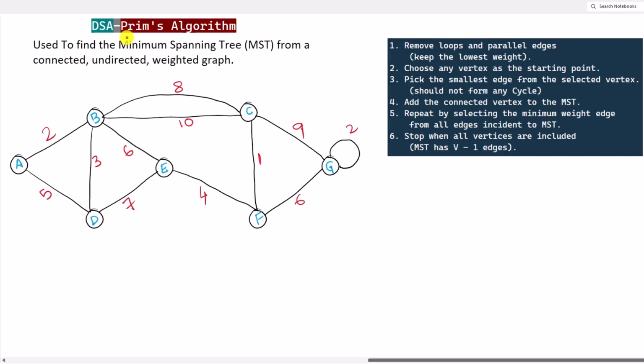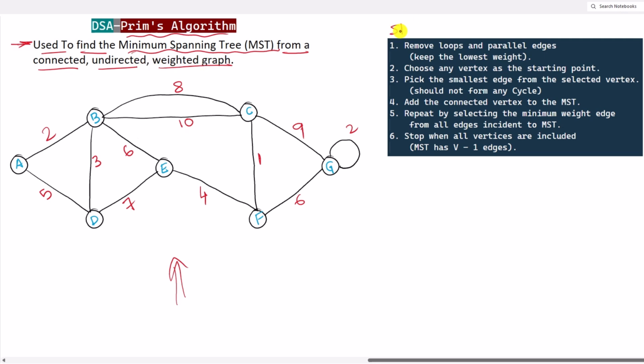So let's just talk about Prim's algorithm. As we know, Prim's algorithm is used to find the minimum spanning tree from a connected, undirected, weighted graph. Here you can see we have one connected, undirected and weighted graph. Now let's see how we can use Prim's algorithm to find the minimum spanning tree.